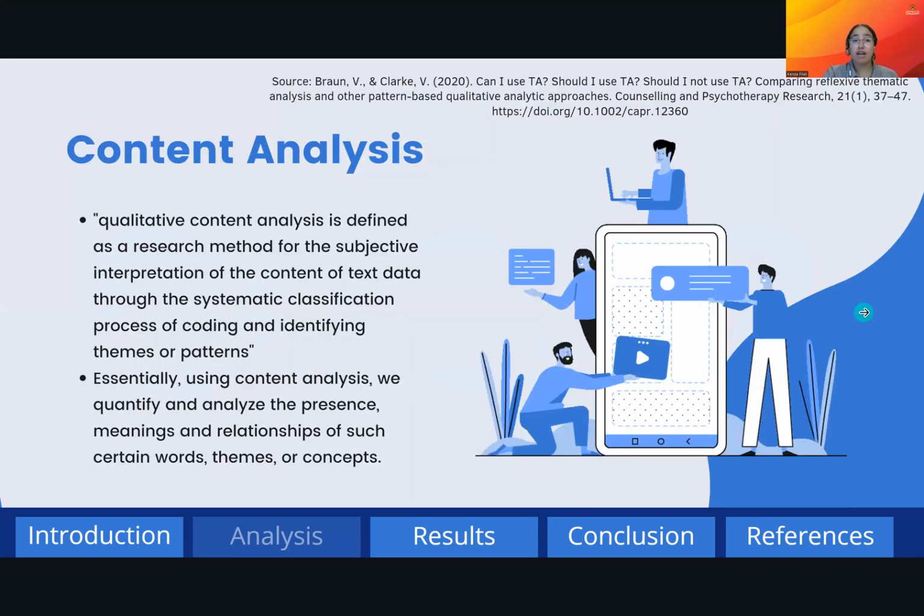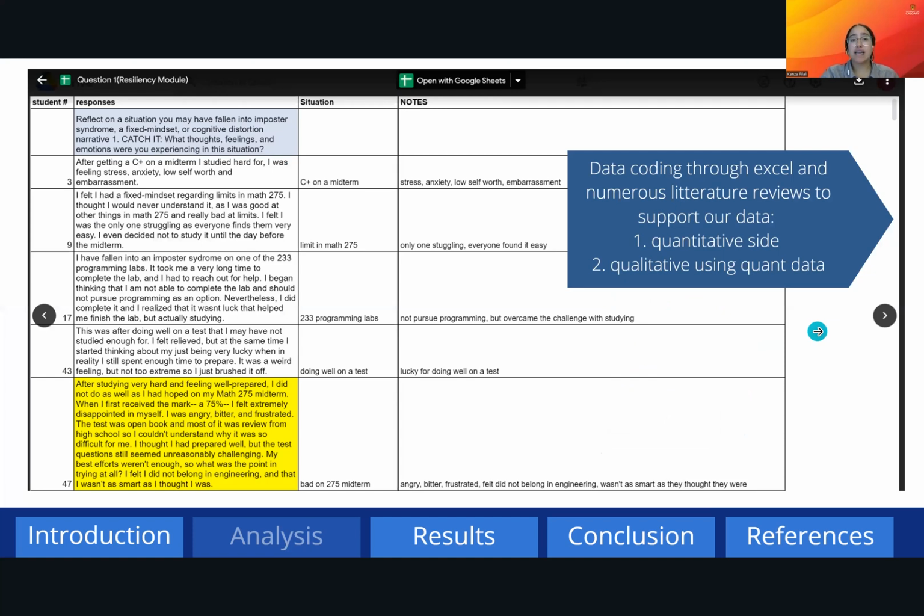So a quick overview of content analysis. What is it? It's to analyze meanings and relationships between words, themes, or even concepts. And in this case, we're analyzing the relationship and themes between the two words that we defined earlier, cognitive distortion and emotional well-being. So we did most of our data coding through Excel and numerous literature reviews to support our data. First, doing the quantitative analysis side, then doing the qualitative analysis side using our quantitative data.